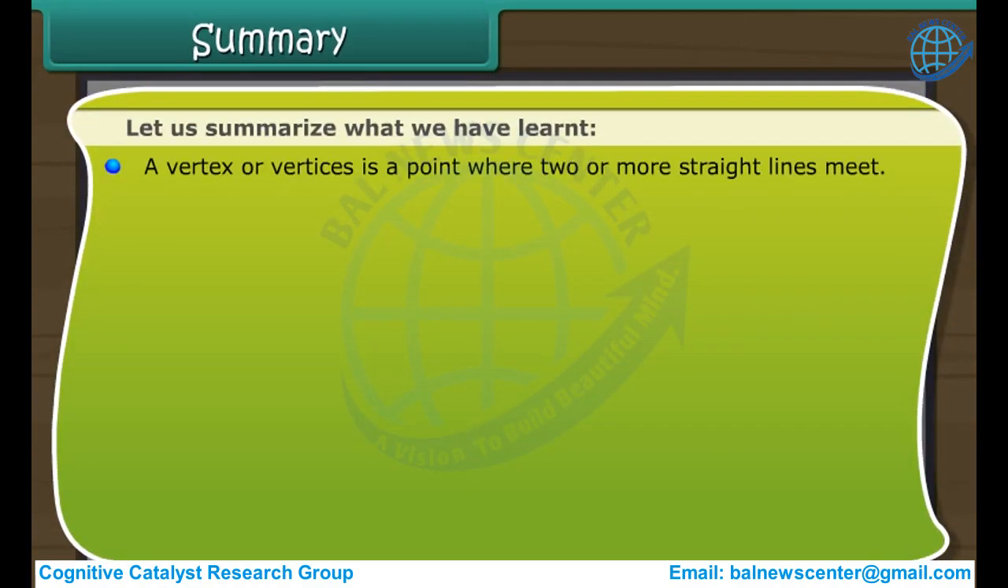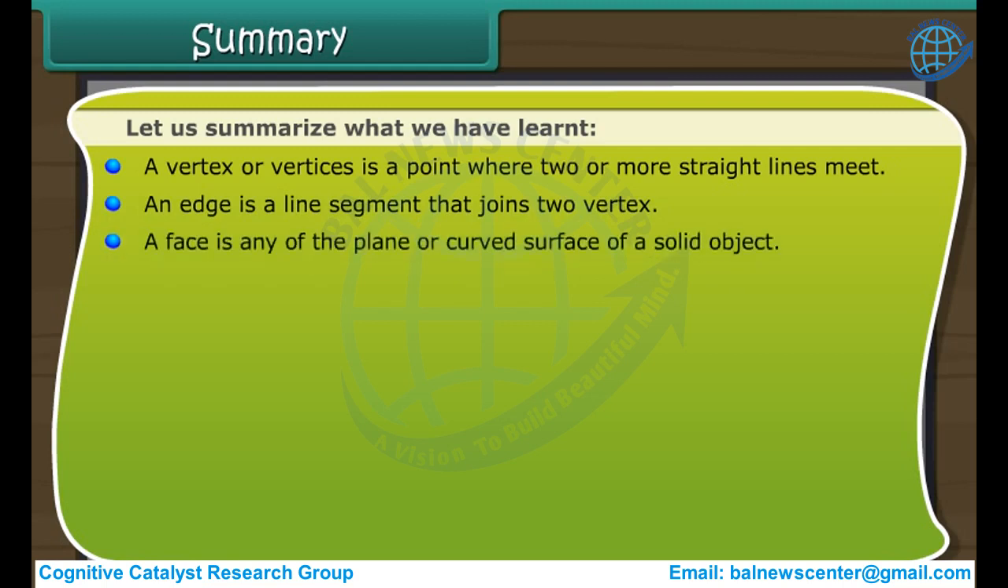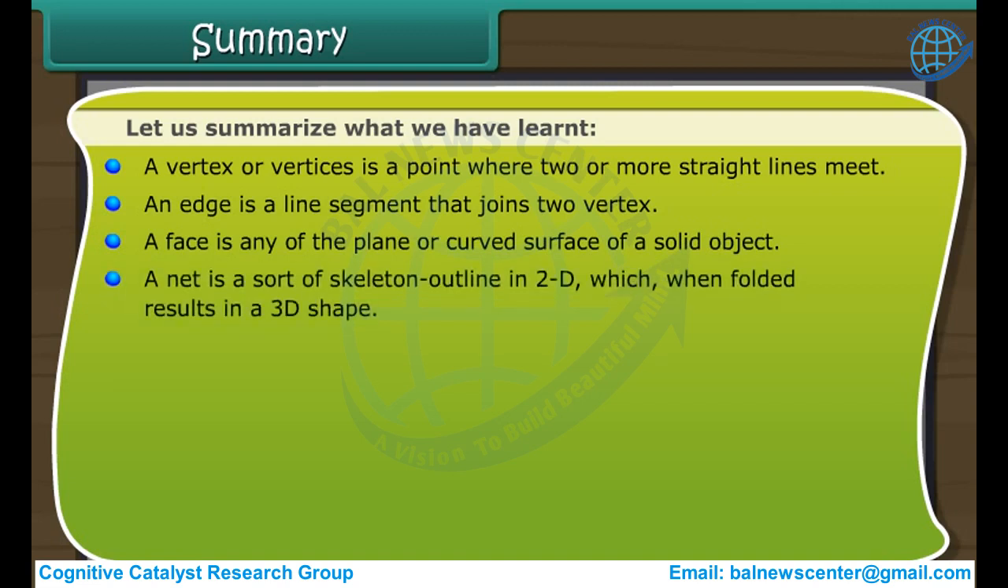A vertex or vertices is a point where two or more straight lines meet. An edge is a line segment that joins two vertices. A face is any of the plane or curved surfaces of a solid object. A net is a sort of skeleton outline in 2D, which, when folded, results in a 3D shape.